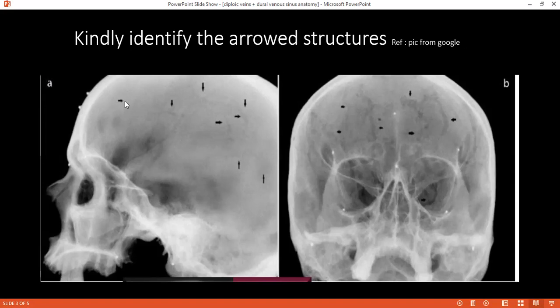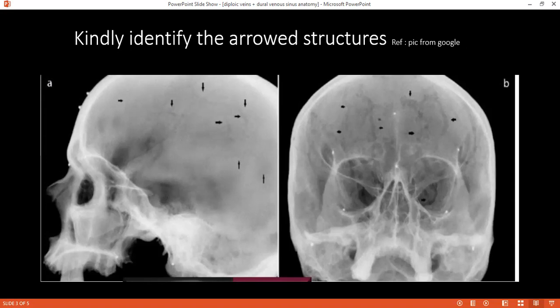This arrow is a frontal bone. No, these black arrows, if you can see, they are pointing at something. Some arrows are thinner, some are darker, and they are in variable directions. If you can identify, these are pointing at some structure, veins. What type of veins? I've given it out.